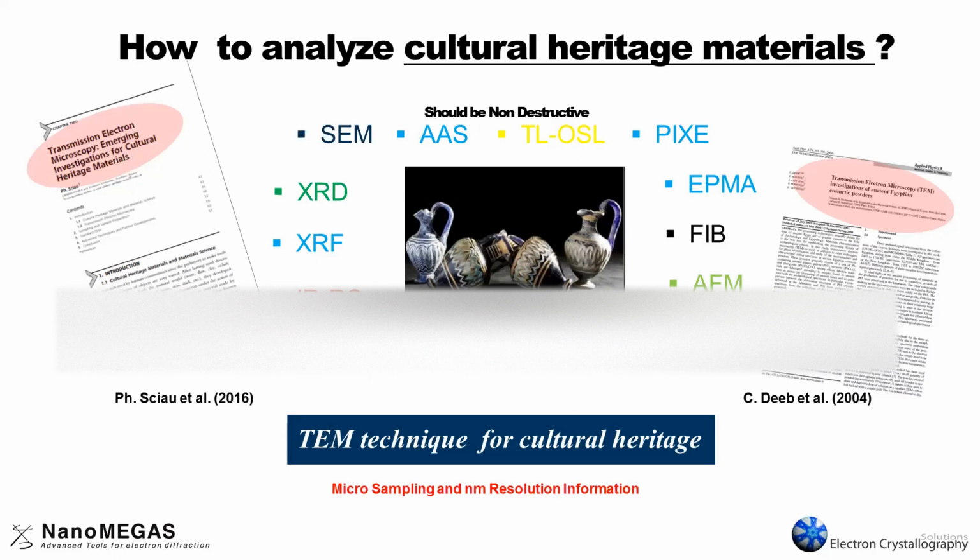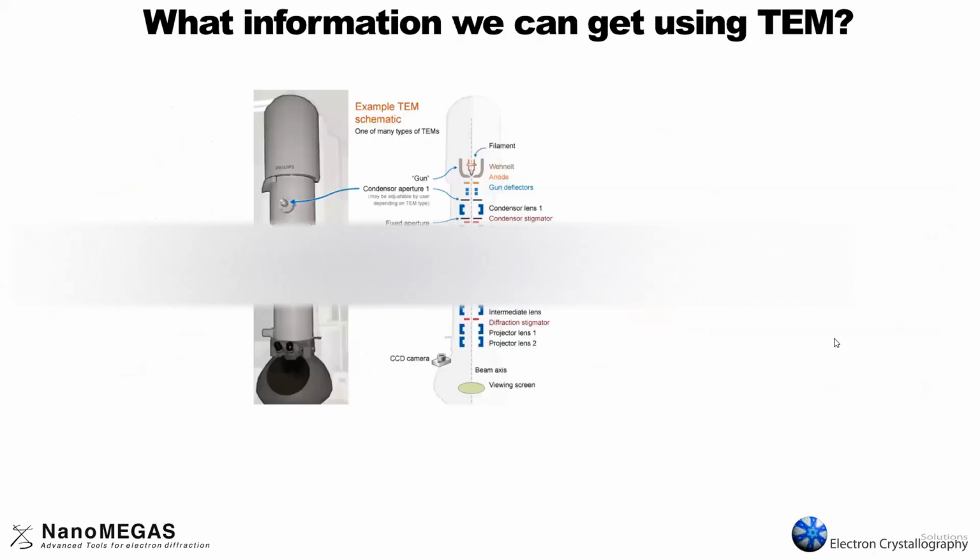But why is TEM so important to study cultural heritage materials? In TEM, the quantity of sample required is extremely small, and it also provides nanometer resolution information. For the people who have not seen a TEM, it looks like this. As you can see in the slide, the transmission electron microscope is a very powerful tool for materials science. Yes, it's an expensive tool, but it's very powerful.